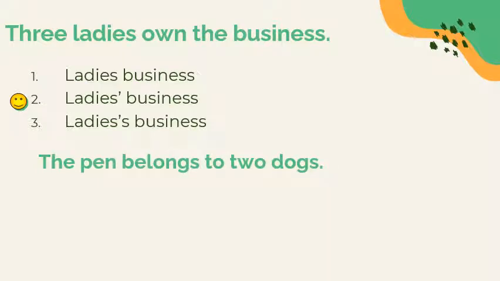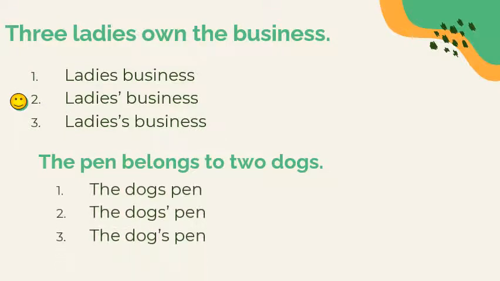Another example, the pen belongs to two dogs. So the owners here are the dogs. Okay, pay attention. The owners are the dogs. And dogs is a plural noun and it ends already with s. So what must we do here? We just add apostrophe. So the correct answer, it's never number one, the dog's pen with apostrophe before the s, no. The dogs' pen, s, then apostrophe, just add apostrophe. So number two is the correct choice, not number three.